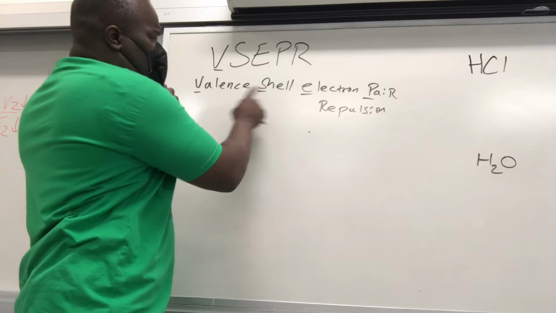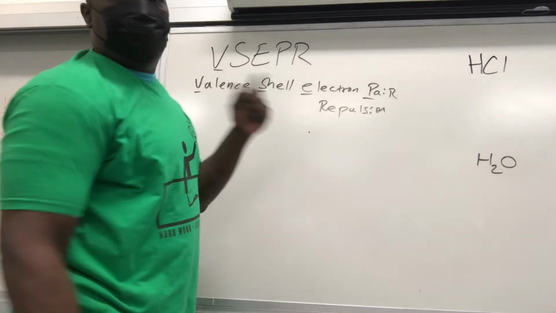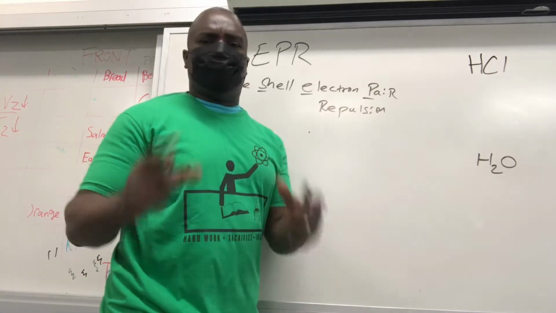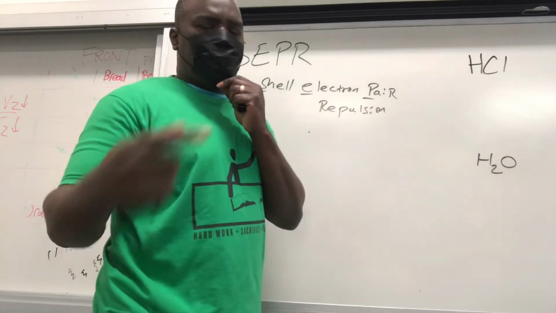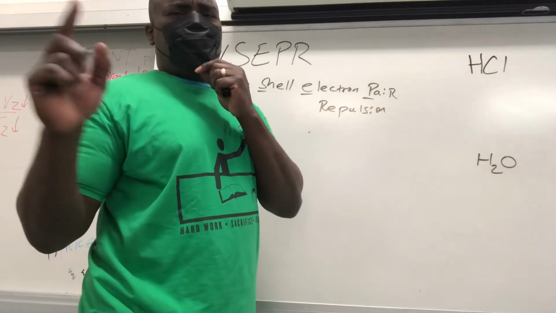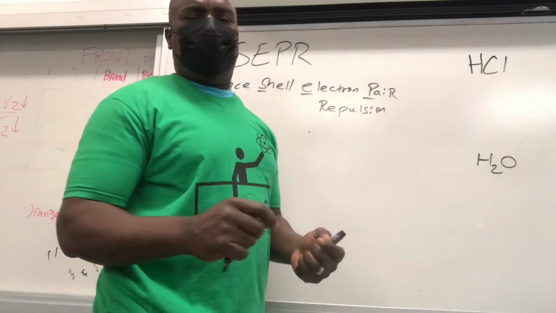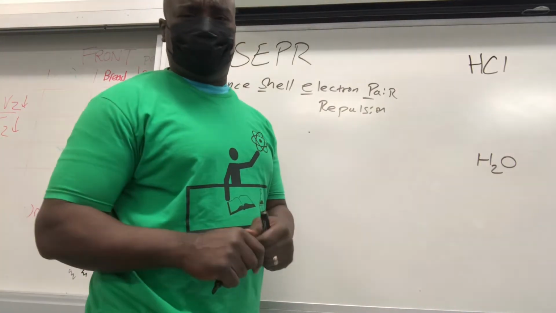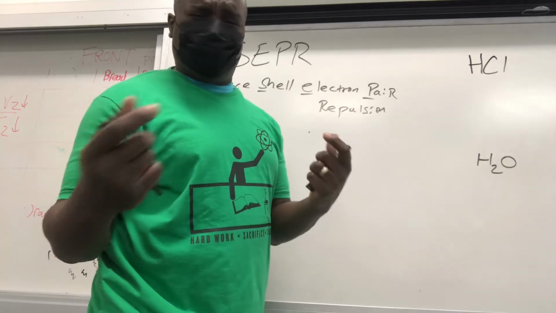Now we know what valence shells are, we know what electrons are, and we know what repulsion is, because we know that like charges repel. I keep saying it over and over again: chemistry is foundational. In order to understand the basic shapes, we have to be able to draw the structures, and to draw the structures, you have to understand the structure of the atom.